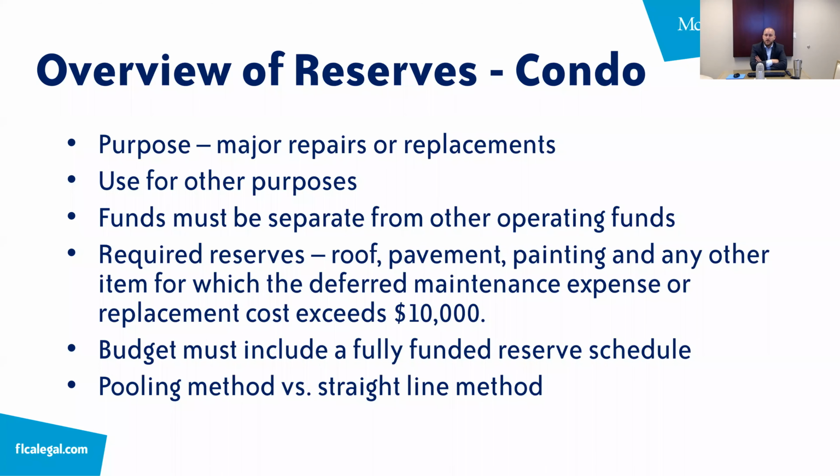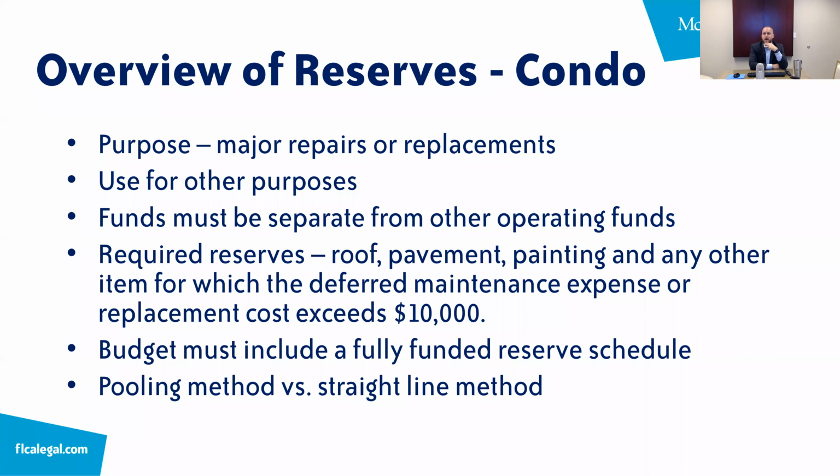So the required reserve, this is per statute for condos. You have to have a roof reserve, a pavement reserve, a painting reserve, and any other item for which the deferred maintenance expense or the replacement cost exceeds $10,000. The budget must include a fully funded reserve schedule, and you can use either the pooling method or the straight line method. This also applies to HOAs: they have to have a fully funded reserve schedule, and a pooling method versus straight line.